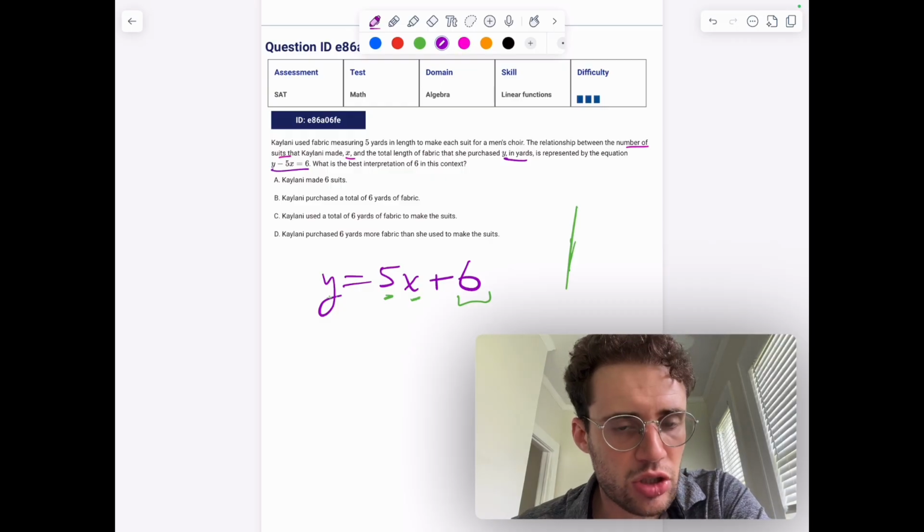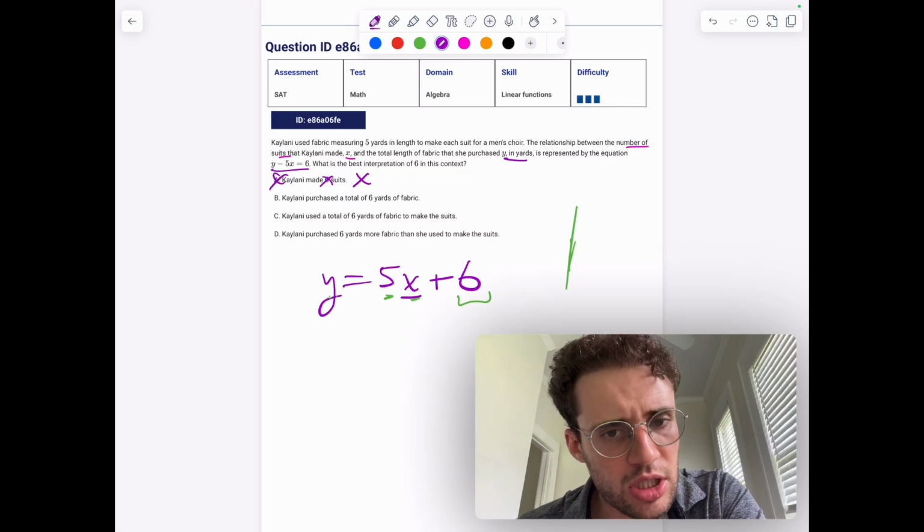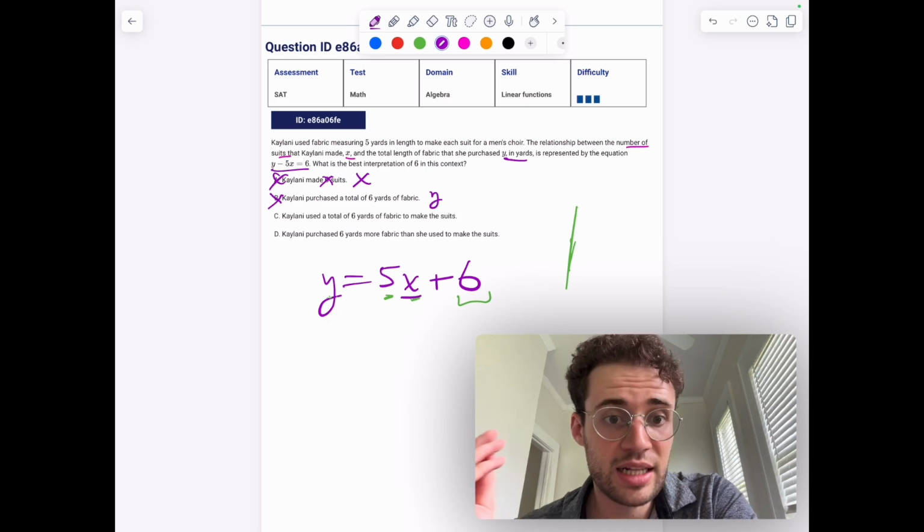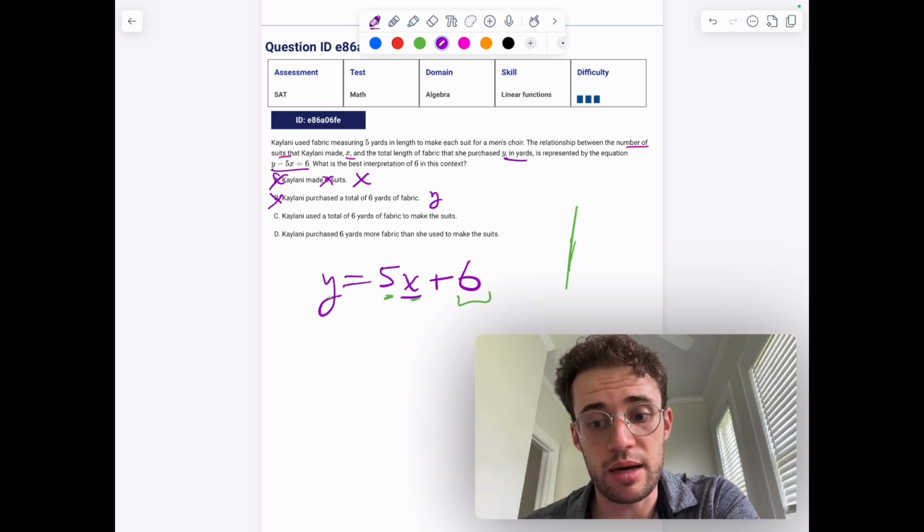Kehlani made 6 suits. No, the number of suits is x. This would be represented by x, not 6, so that's wrong. Kehlani purchased a total of 6 yards of fabric, not total. The total fabric would be represented by y. It's going to be 6 plus 5 times the number of suits.